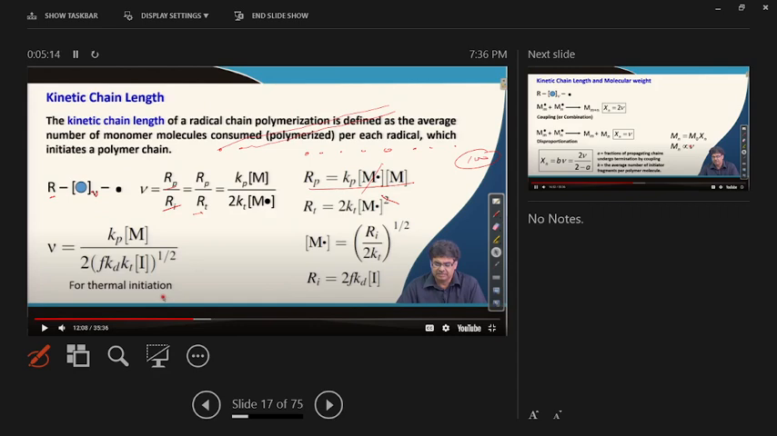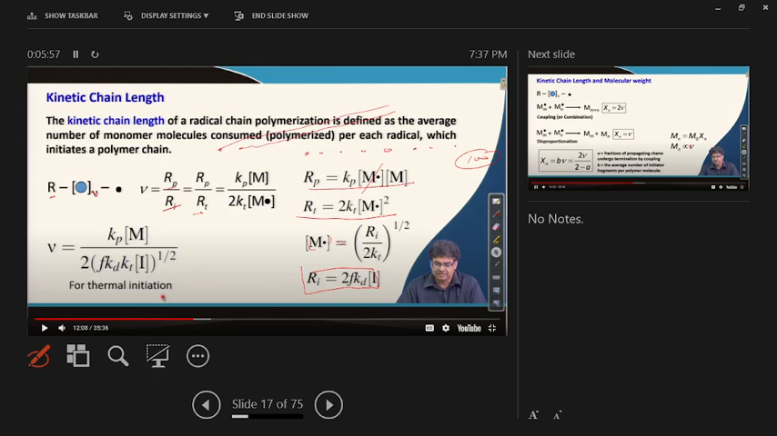Then, by the rate of initiation equation, you can find out the radical concentration. Sorry, it is not M, it is the radical concentration. So the radical concentration will be equal to Ri upon 2 kt, to the power half. If you put this value here again, you can substitute it.